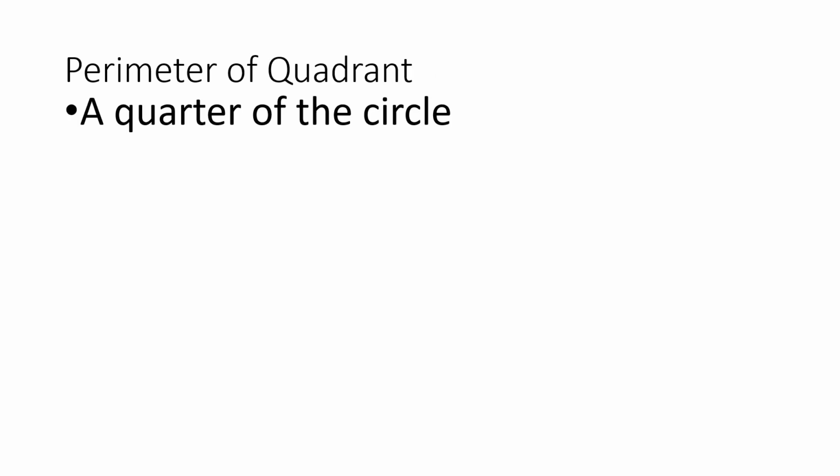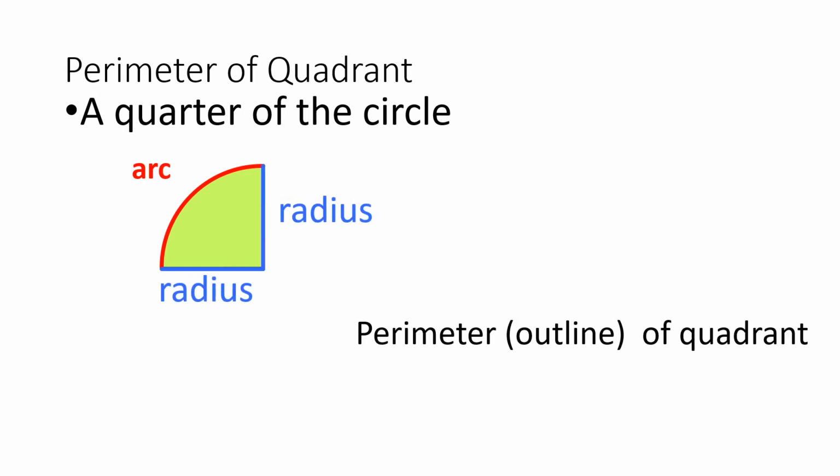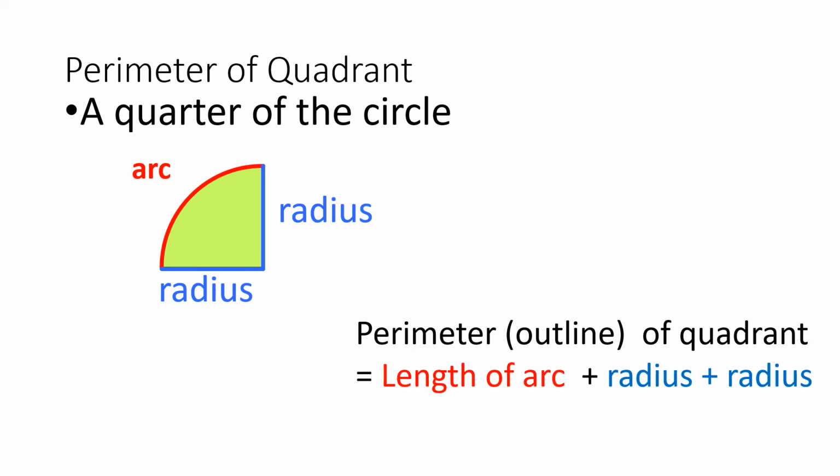Now, let's move on to a quadrant. A quadrant is a quarter of the circle. The outline is made up of the arc and two radius. Similarly, the perimeter, which is actually the outline, is also made up of the arc and two radius.